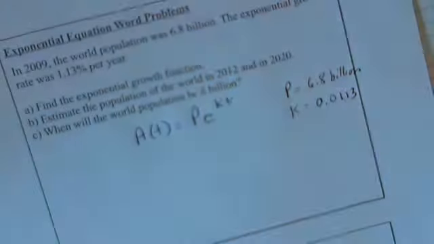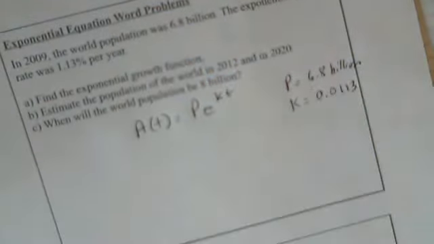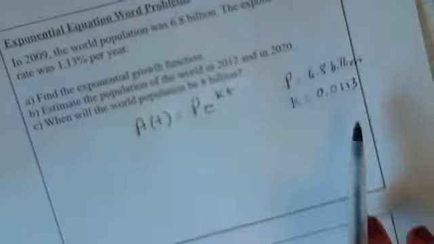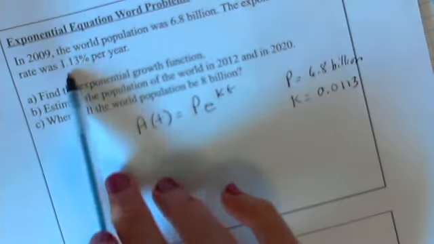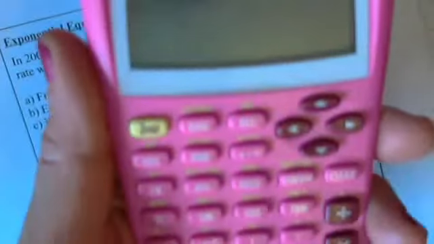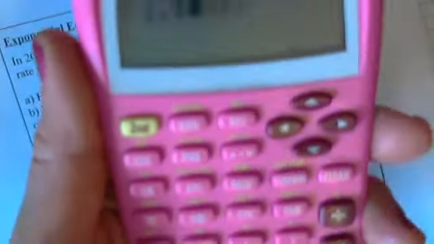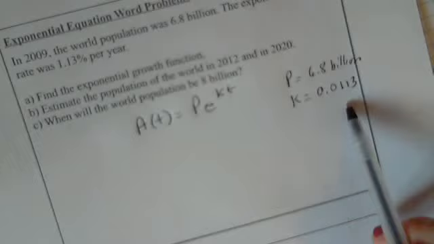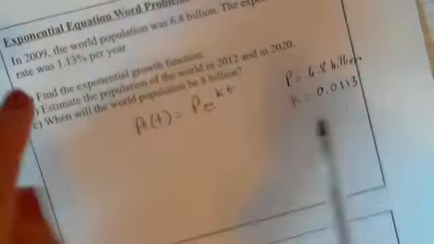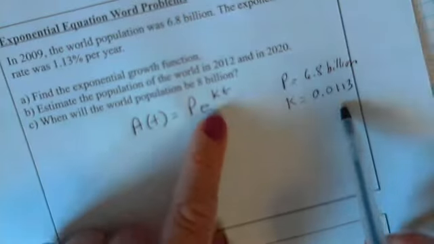If you're not sure how to change a percent to its decimal form, even though this is a decimal already, that's not what we mean, we need to divide this by 100. So if you take 1.13 and you divide it by 100, because that's what percent means, it means out of 100, then you'll get the correct decimal form of the percent. Divide it by 100, and this is what we have. Alright, so we got our rate written as a decimal form of percent.